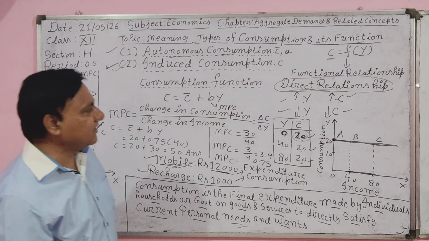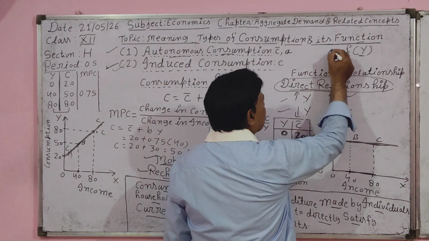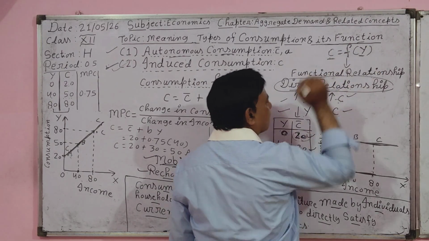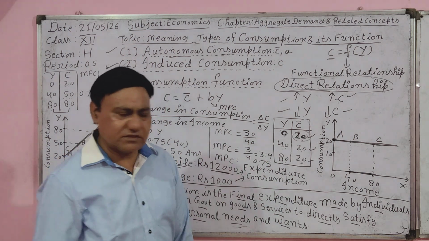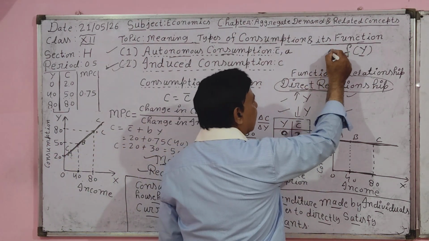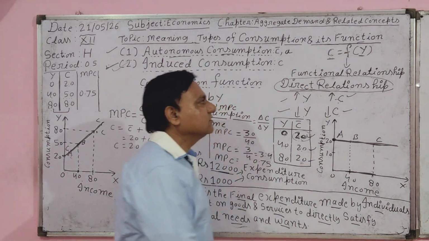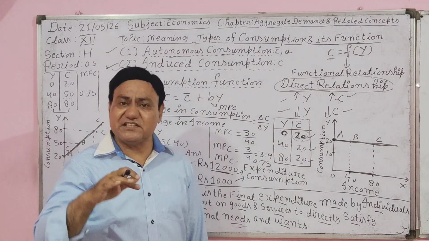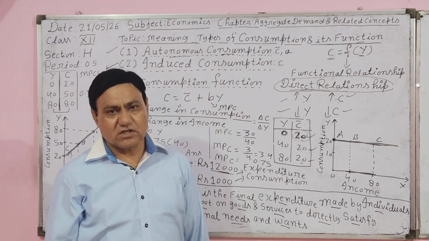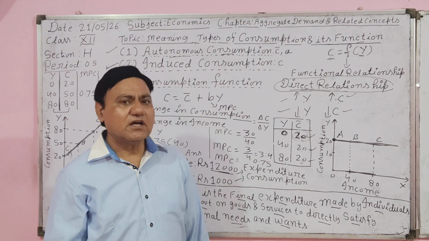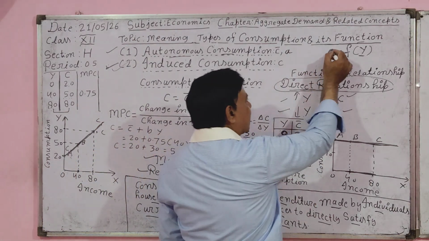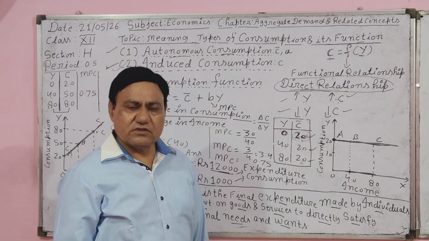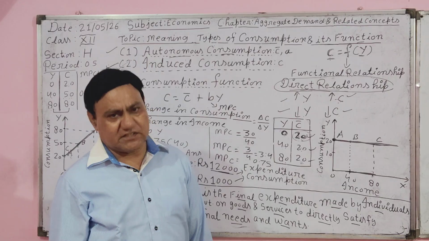Consumption function can be written as C is equal to f(Y). In this equation, C is induced consumption and this C is the dependent variable. Why is C the dependent variable? Actually, this consumption depends upon income. That is why consumption is the dependent variable.